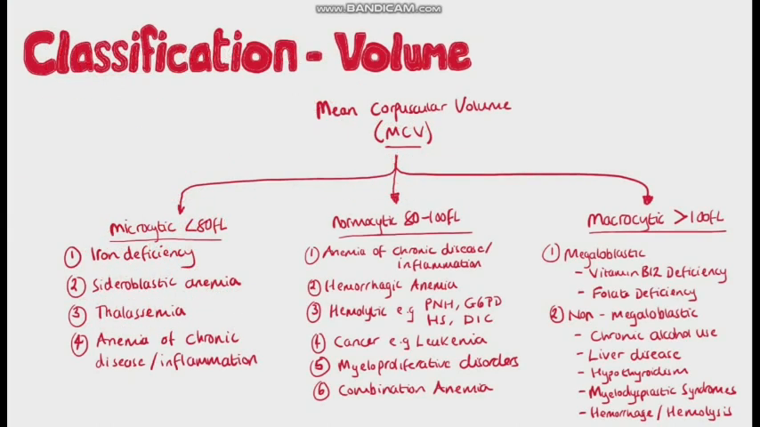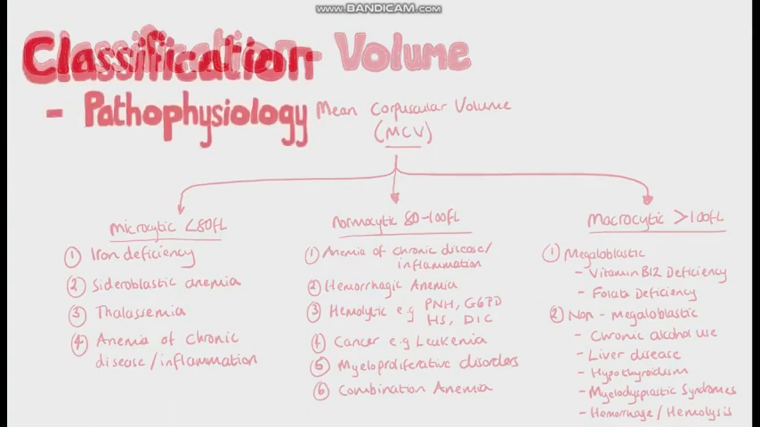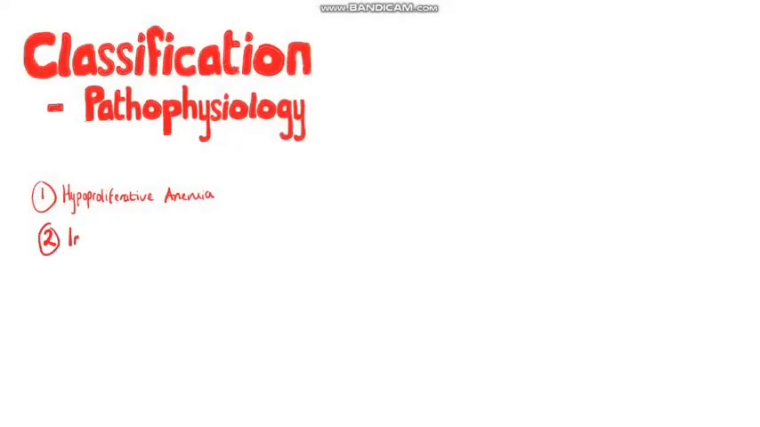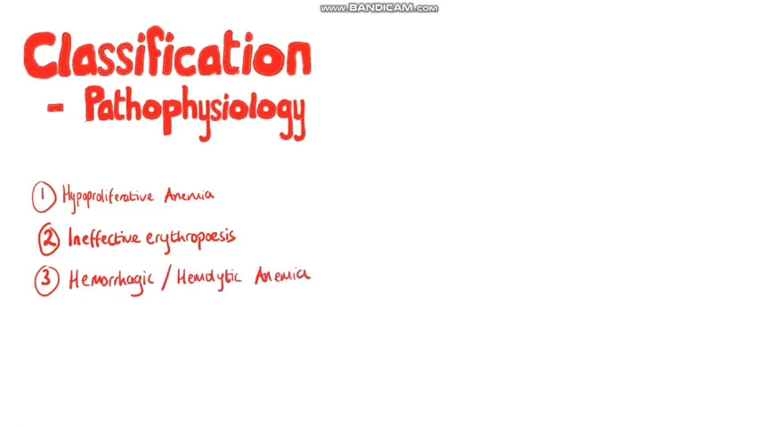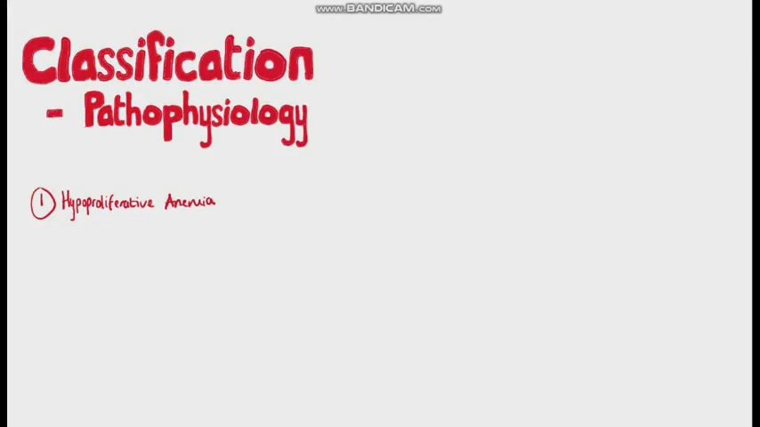Okay, now for the pathophysiology classification. In this classification, different causes of anemia are divided based on how they cause anemia. We already said that these were hypoproliferative anemia, ineffective erythropoiesis, and hemolytic or hemorrhagic anemia. Hypoproliferative anemia means that the bone marrow is not producing the red blood cells correctly, so it's a production problem.